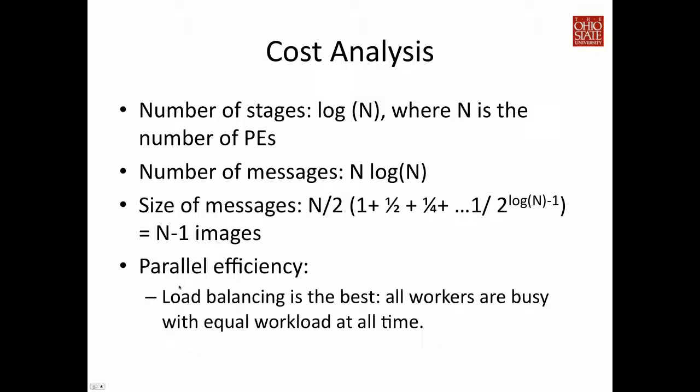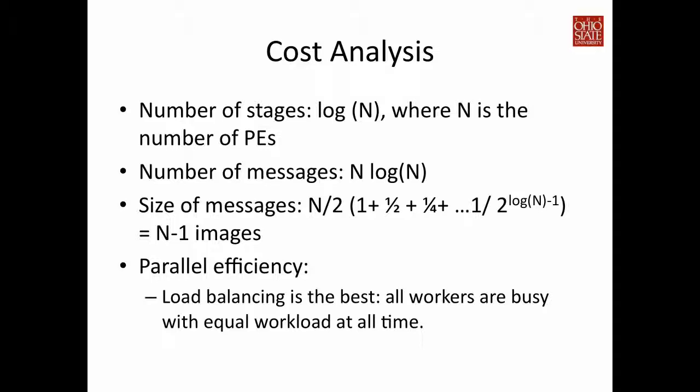So now let's briefly look at the cost of this algorithm. Given n processors, the number of stages is going to be log n. At each stage, each processor is going to send one message to the corresponding processor that will perform the composite together. So at each stage we're going to have n messages. So the total number of messages is going to be n times log n.